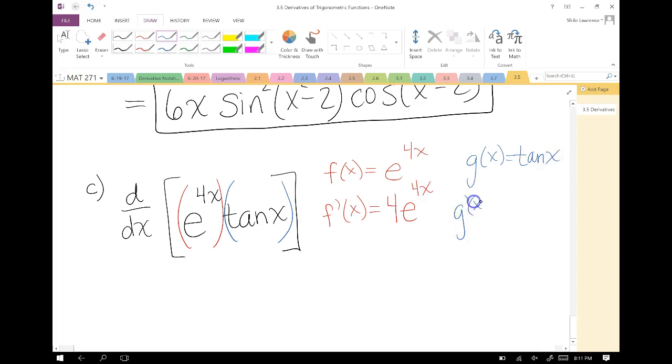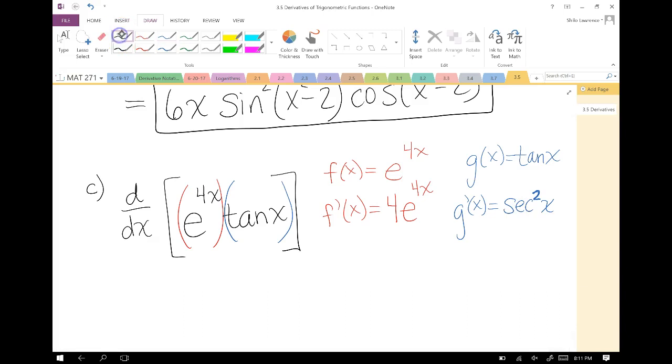G prime, if you think about the pattern, tangent, it doesn't start with a C, so it's not going to be negative, it's going to be positive. Tangent goes together with secant in a Pythagorean identity. And remember, anything that has the word tangent in it, its derivative is going to be squared. So G prime is secant squared.